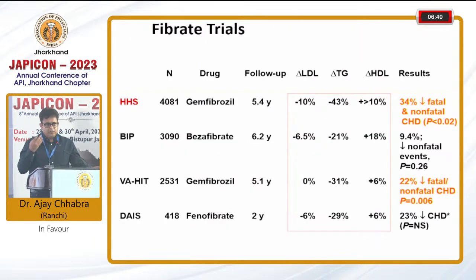If you have normal LDL levels and still the patients are at risk of cardiovascular disease, these are the 4 important trials: HHS, BIP, VA-HIT, and DIAS. DIAS was particularly for diabetic patients. It's called the Diabetes Atherosclerosis Intervention Study. And in all these 4 trials, except HHS, where we used gemfibrozil and we had non-cardiac mortality as well, all these 4 trials showed that we reduce the CHD, fatal and non-fatal both, by around 22 to 33% if we treat the patients with fibrate or other agents.